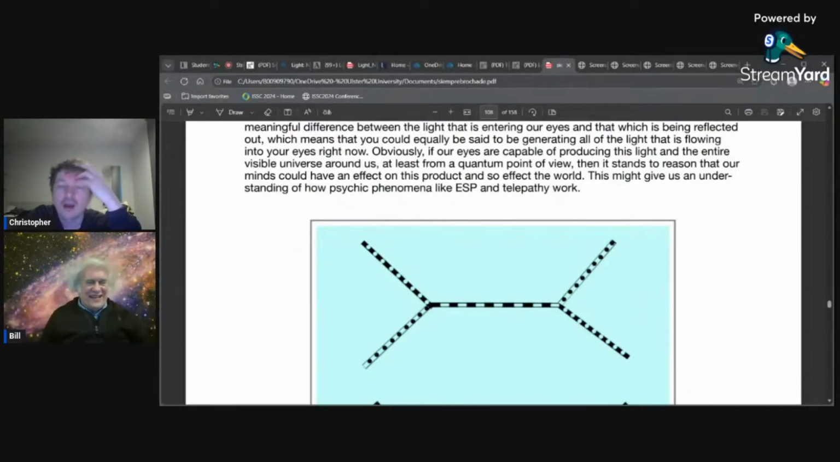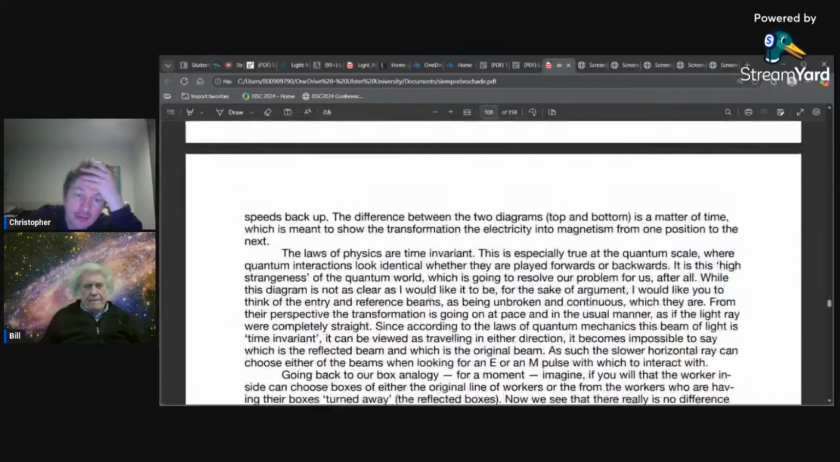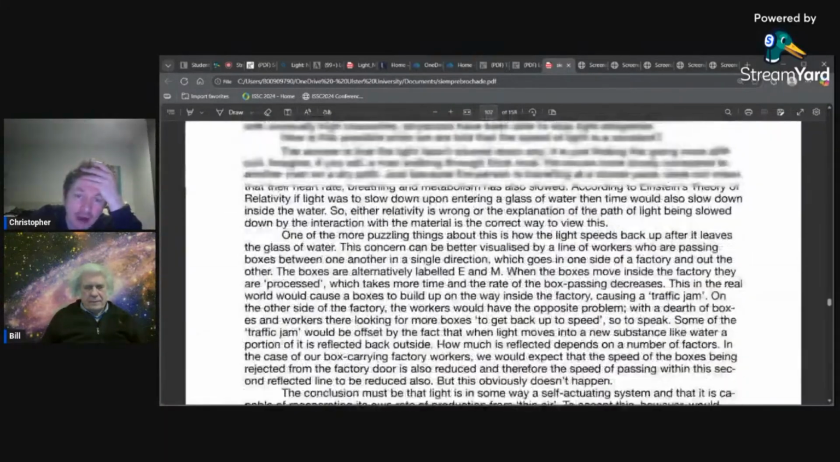You're done. Right, but I'm saying we can also answer this with the point that light travels back and forth in both directions at the same time, because it is explained here within these paragraphs.